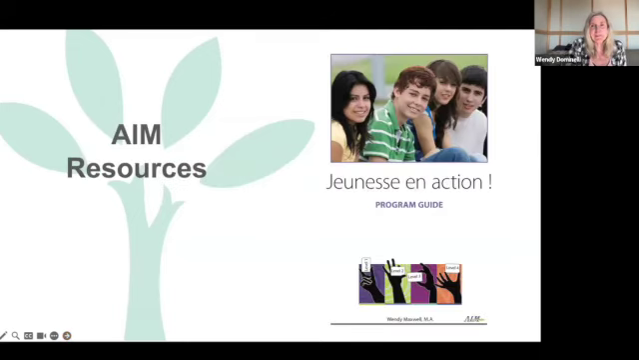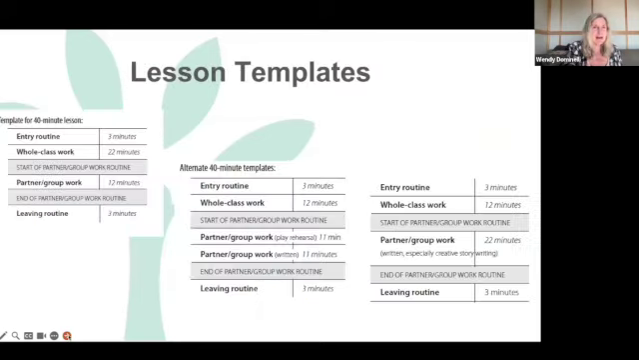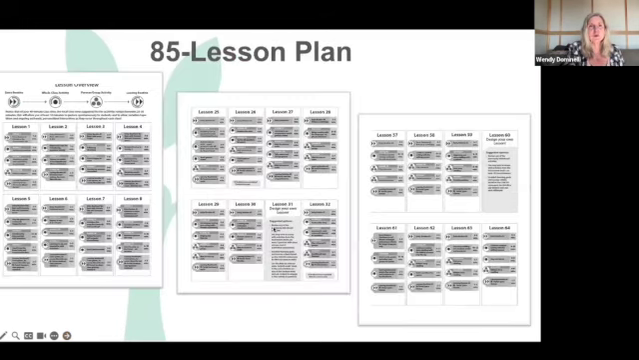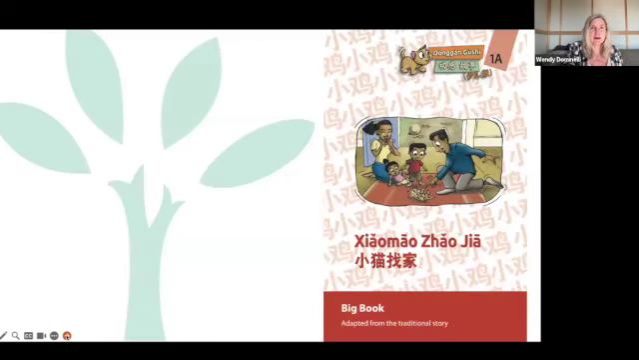If you're interested in implementing AIM, we have a full suite of resources, teacher's guides. Here we have the program guide that comes with the Step 1 kit, the teacher's guide that's fully explained with 85 lesson plans and a script and other information that will help guide you as you work through the methodology after having received a training. We have partner group activities books, which contain all of the activities that the students work on. They're photocopyable for the entire life of your kit. You don't need to buy any student workbooks, although we do have them.